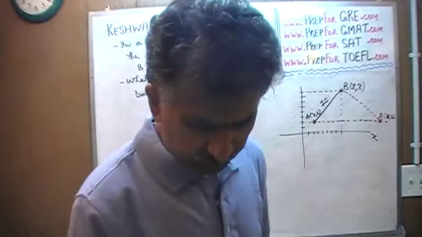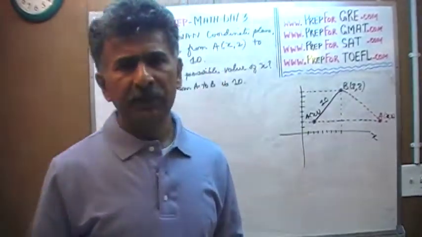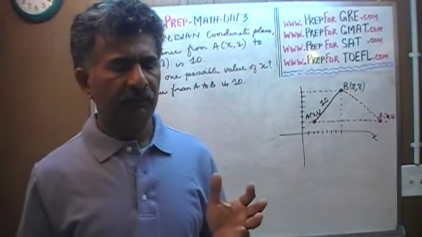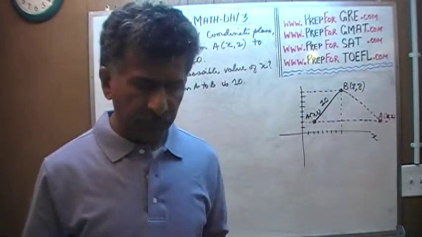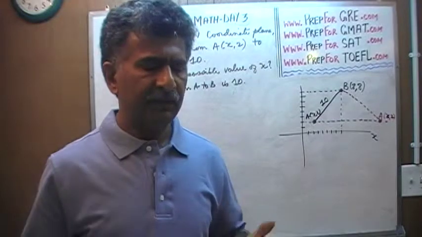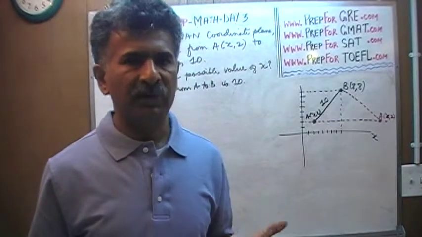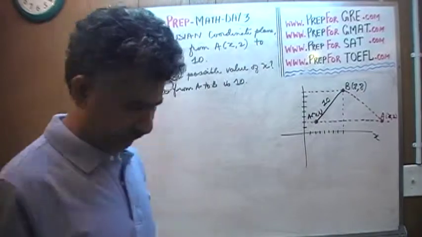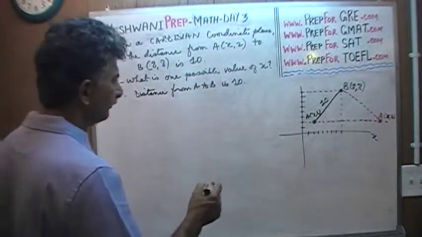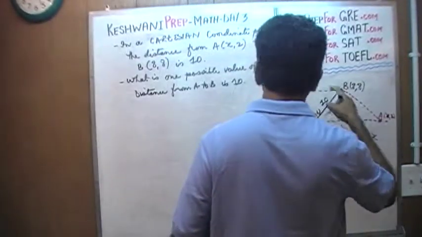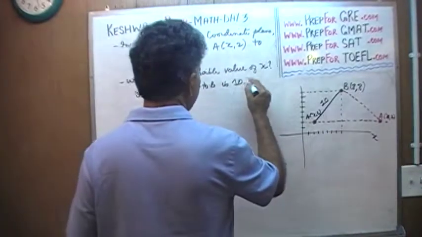So I'm going to do the distance formula, but in a way that you're not probably used to. I'm going to use it in a different way, where it does not make it necessary for me to memorize the distance formula. I hate memorizing things. So here we go. This distance from A to B, let's call it D.